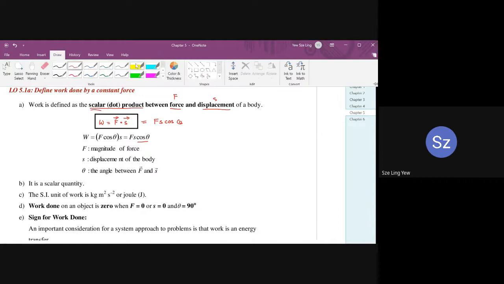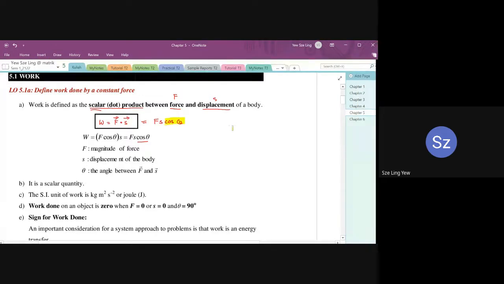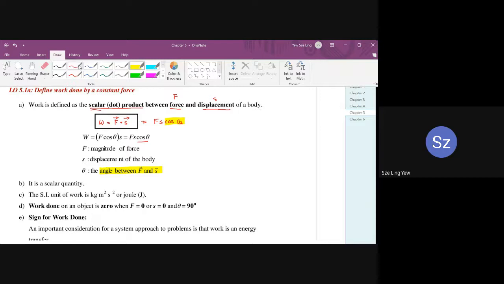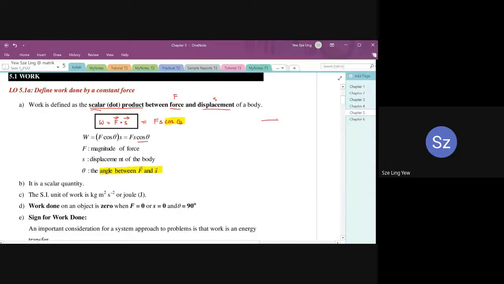What does this theta mean? This cos theta is very important because you need to know the angle between F and S, the angle between force and displacement. Now, if you have an object and you pull it, and it is moving to the right-hand side, both of them are heading in the same direction. So the angle theta between them is 0 degrees.